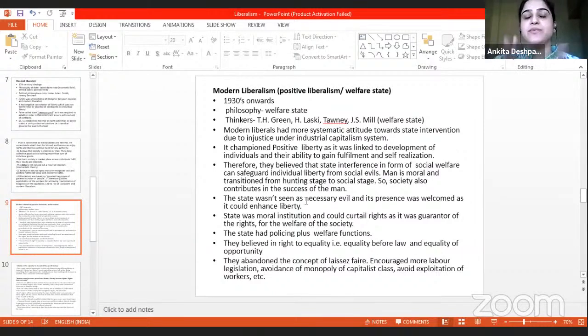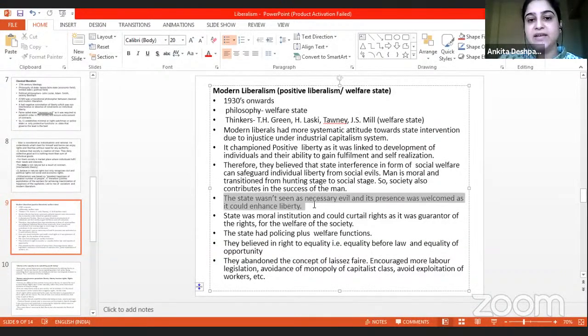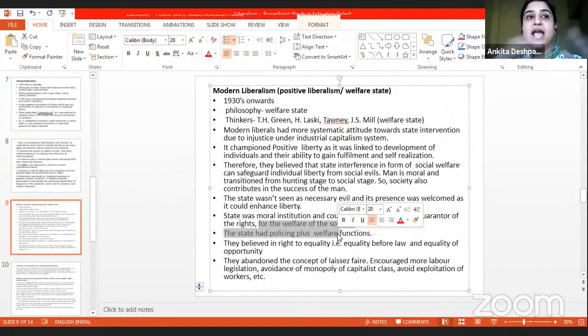So now let's come to the concept of welfare state. J.S. Mill came up with this concept of welfare state. Now the state is not seen as a necessary evil like your classical liberals. Rather, it is seen as a positive, proactive state wherein the state takes care of everything. The state takes care of your defense, trade unions, labor legislation, avoiding exploitation, taxation. The state taxes the rich people and takes the money and gives it to the poor people. That's the concept of your welfare state, which was spoken about by Green, Laski, and J.S. Mill.